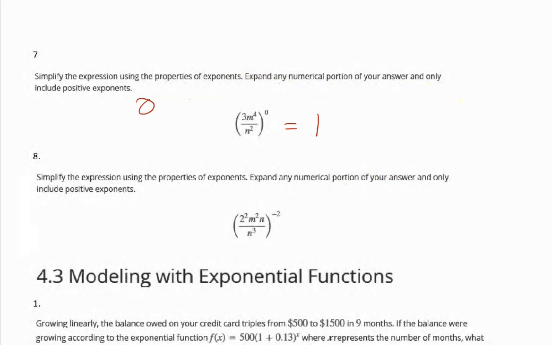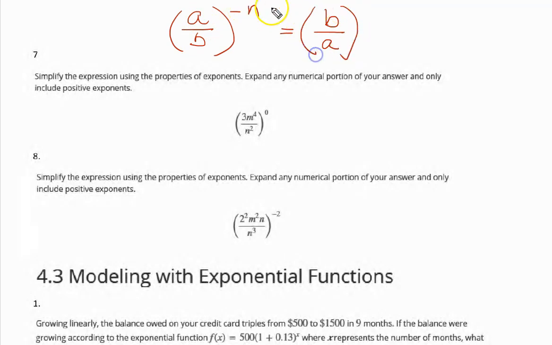Now, I have another rule I want to go over with you, and that is if you have a fraction, let's say a over b, that's to a negative power, there is a rule that we say if you take the reciprocal of what's in the parentheses, that is, put b over a, everything stays the same, we just flip it, then this becomes a positive exponent. All right, so that's another rule. I didn't want to overload you up front. Here we see an example.